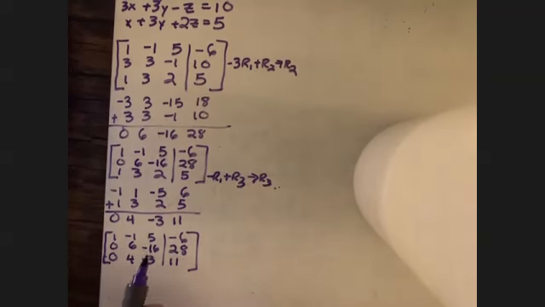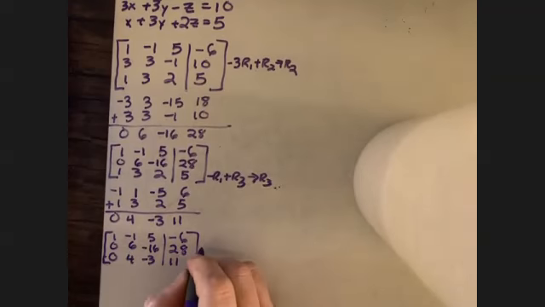Okay, so now I need to make this middle spot a 1. So I'm going to do row 2 divided by 6. So it's 1, -1, 5, -6, 0, 1. Now, -16 over 6 is going to be -8 thirds. And then 28 divided by 6 is going to be 14 thirds. Okay. So 0, 4, -3, 11.